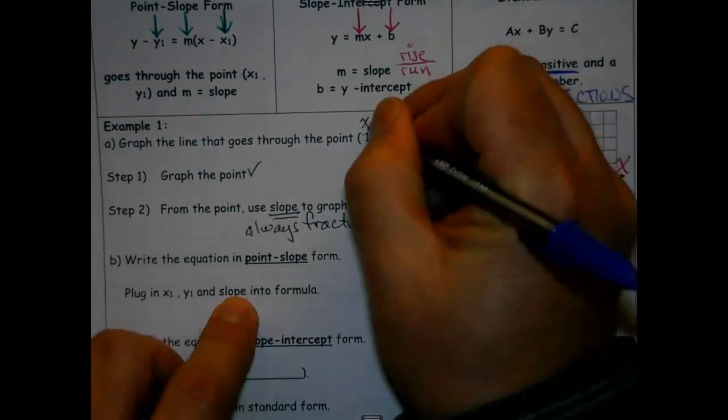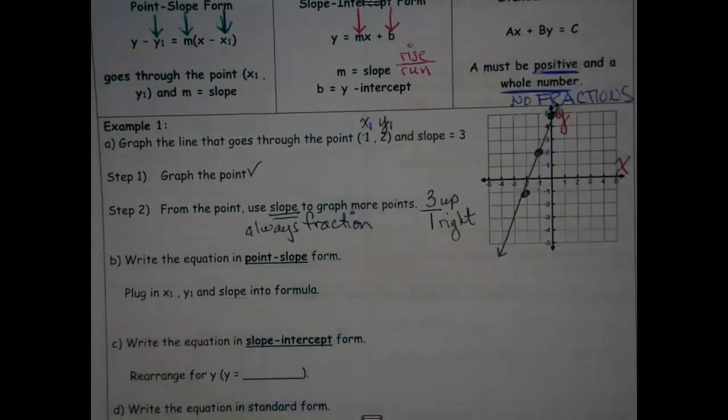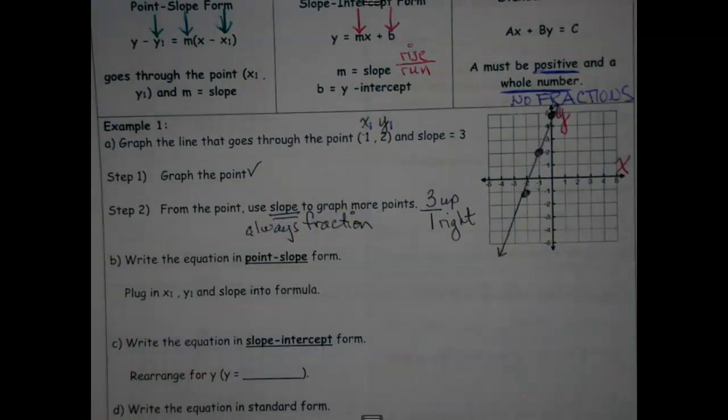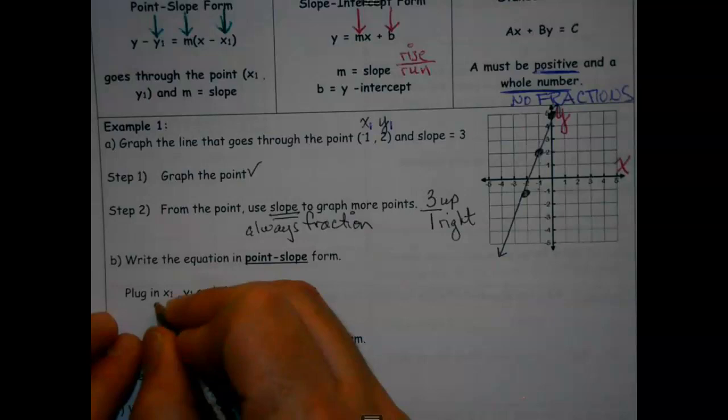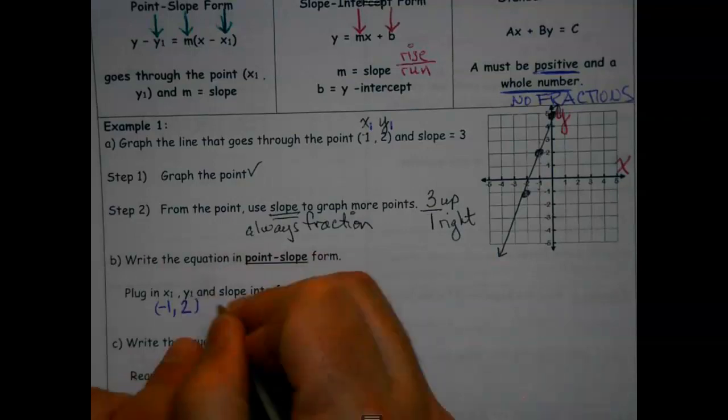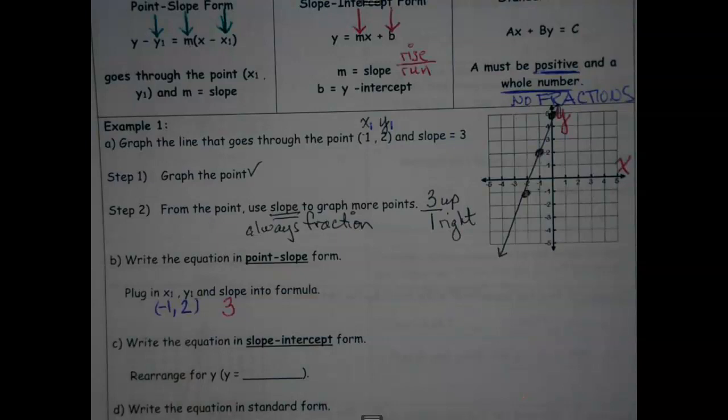So when we were doing these, those were actually x1 and y1. Or I could actually just put them here. That's probably a good idea too. Let's do that. And my slope, 3. Alrighty, why aren't you putting 3 over 1? I'll explain in a minute. We'll put the 3 for now.